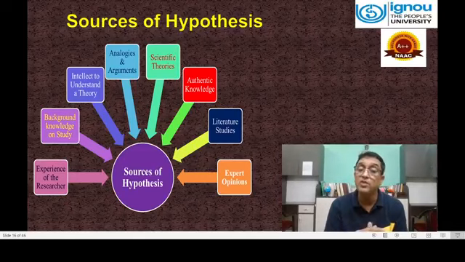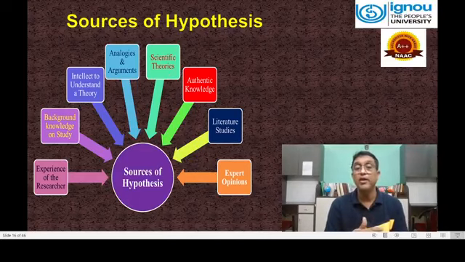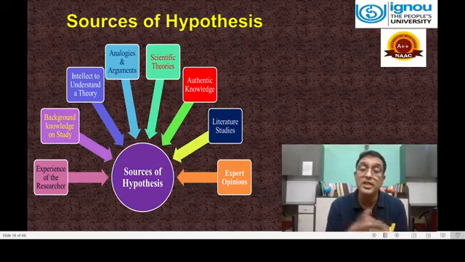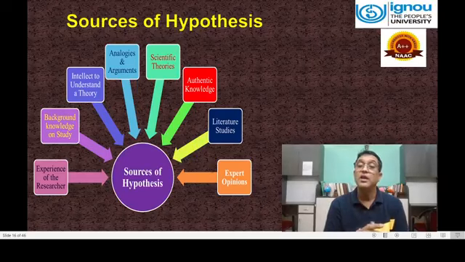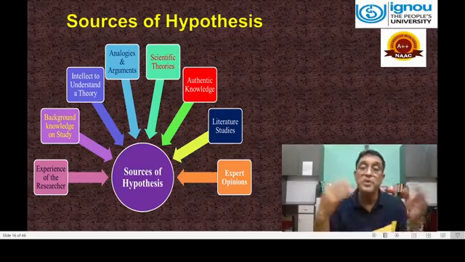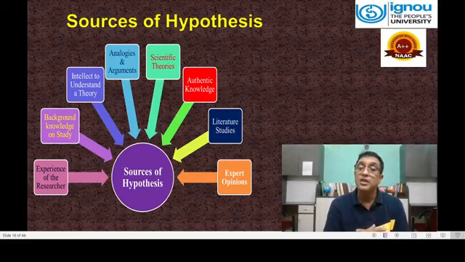Then scientific theories. I have already said that these are the theories you use in the process of teaching and learning, in education, in practicing education, for developing skills and competencies. So here, different aspects of the scientific theories are also another source for stating hypotheses. Then the authentic knowledge of the researcher.